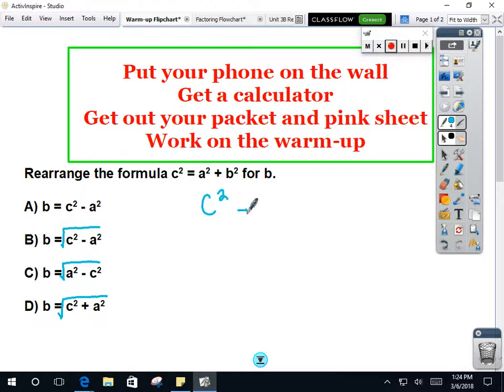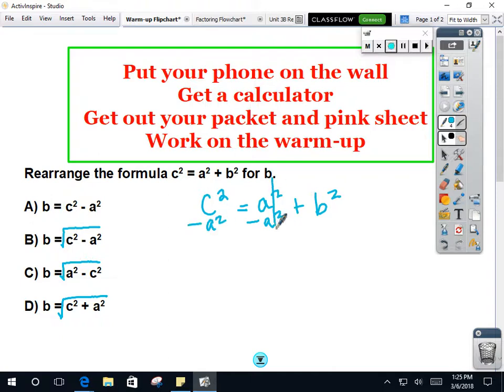Okay? So, I'm going to rewrite it so I have some room to work with it. To get b by itself, what needs to be moved away from it first? Well, not yet. What moves away from it before the exponent? The a squared. Since this is a positive a squared, how do you move it to the other side? Subtract it, right.